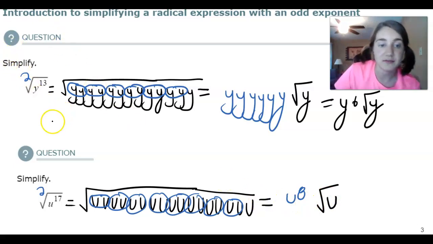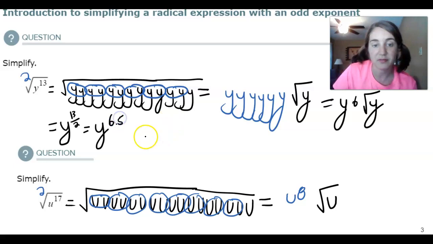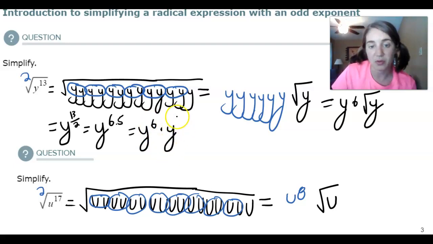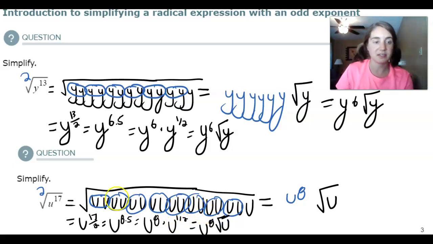Another way to think of this is I could transfer this to exponents. 13 over 2, that's 6.5. So that's y to the 6 times y to the 1/2, or y to the 6 square root of y. I could think of this as u to the 17 over 2, u to the 8.5, so u to the 8 times u to the 1/2 equals u to the 8 square root u. So these are all ways to think of this.